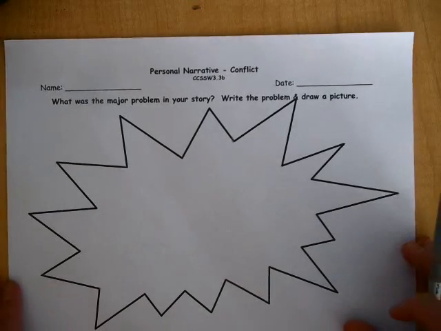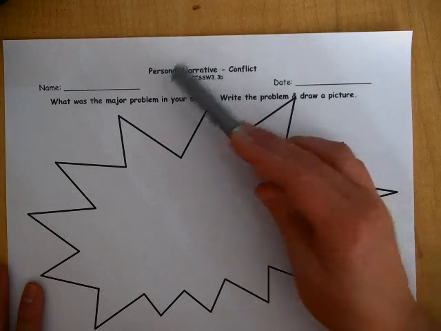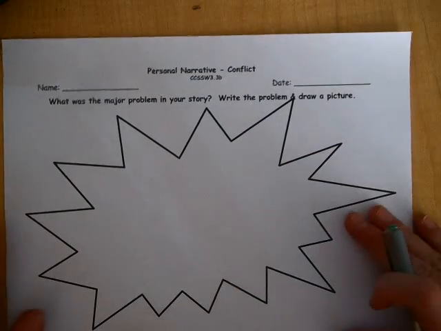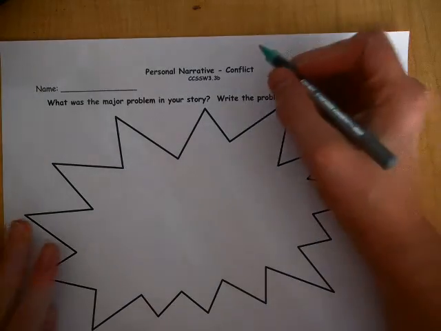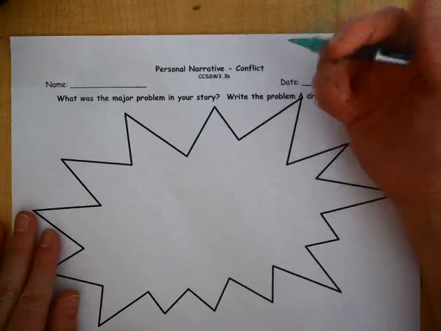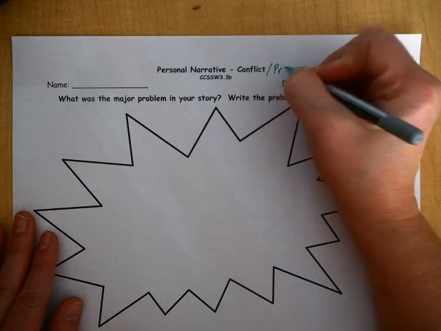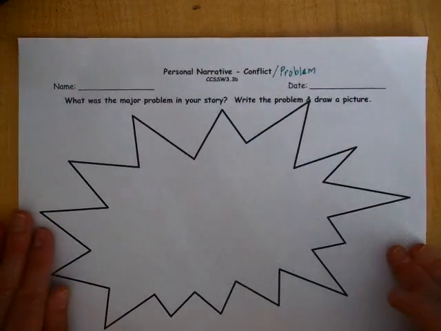All right, folks, so today we're actually looking at conflict. So we studied setting and character, which comes at the beginning of a story when we're really setting the stage and finding out who our actors are. Now, in every story, in every personal narrative that is, there's some sort of conflict or some kind of problem. And that's what we're going to try to identify today.